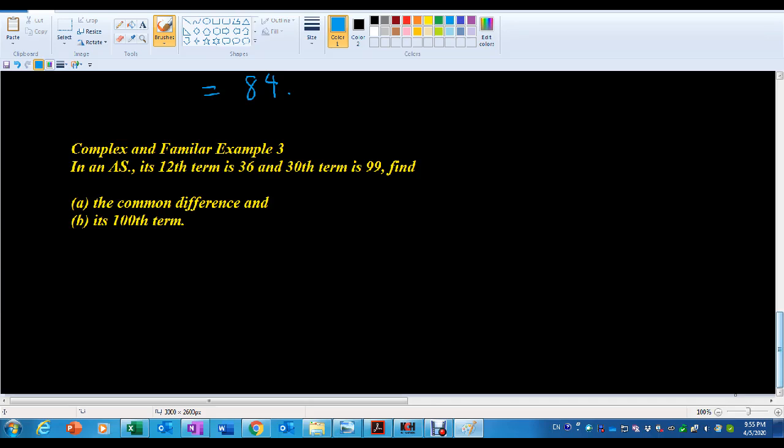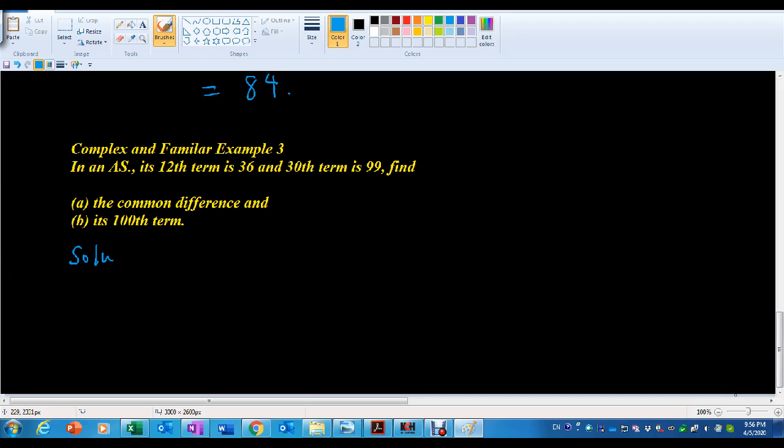Okay. So that's the third example. Again, please try to read the question and pause the video for a few minutes, and I would like you to try by yourself, and we compare our methods, right? Okay. So in this question, you are given two terms, the 12th term and the 30th term, and you are going to find the common difference.